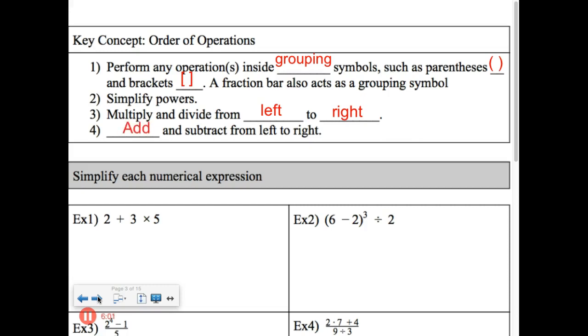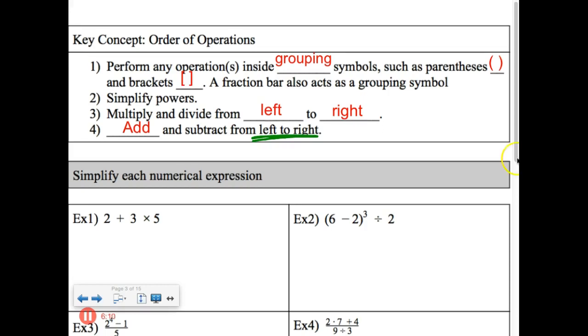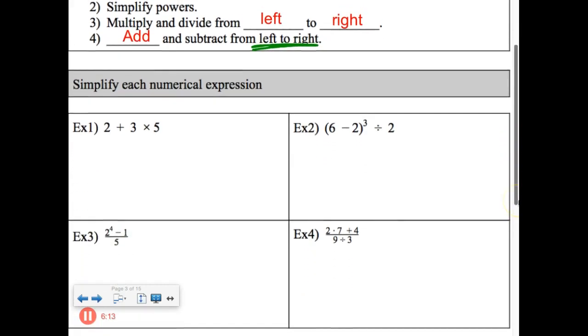Next, we do our addition and subtraction. Again, we do this from left to right, like we're reading a book. Okay. All right, let's get into this. Let's do some PEMDAS. Let's do some order of operations.